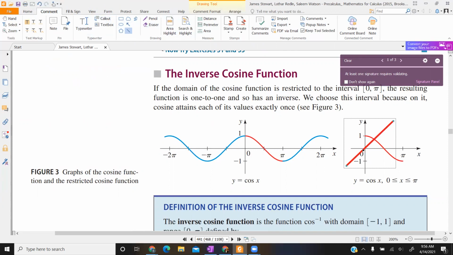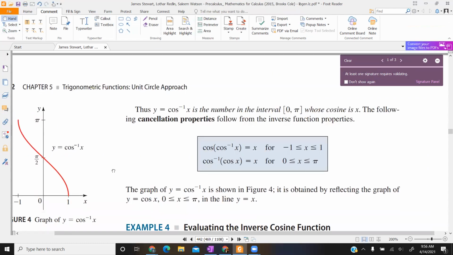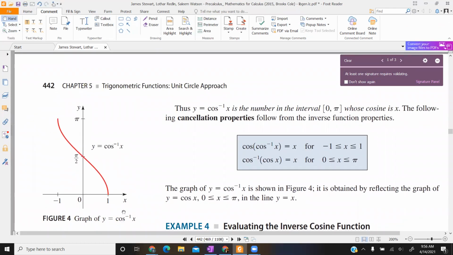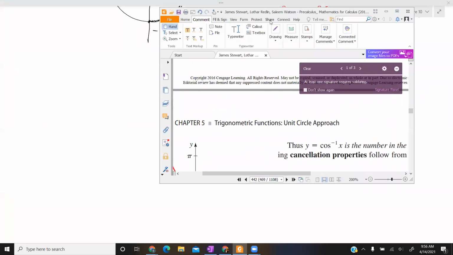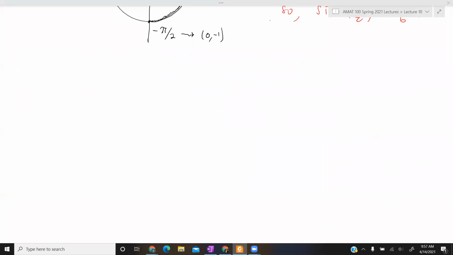So we have this line right here, the line y is equal to x, and you're going to reflect the graph of cosine x on this interval over that line to get the graph of the inverse function. And when you do that, you get this right here. This is the graph of the inverse function. It's cancellation properties. So let's look at an example.